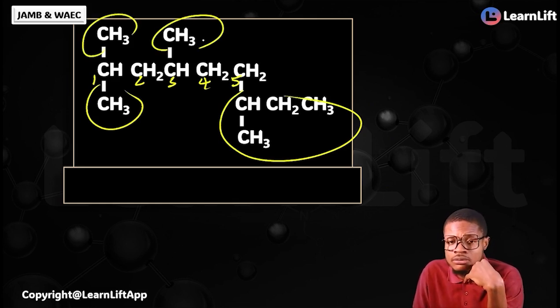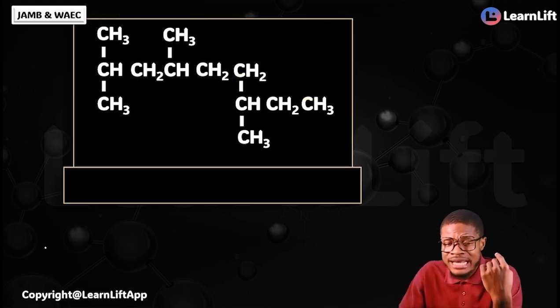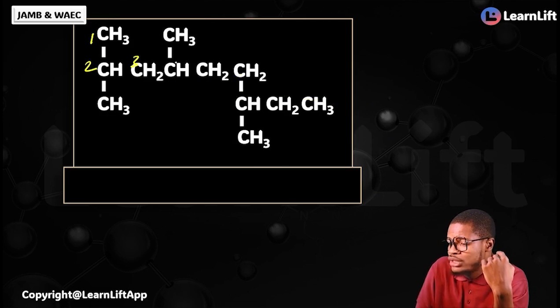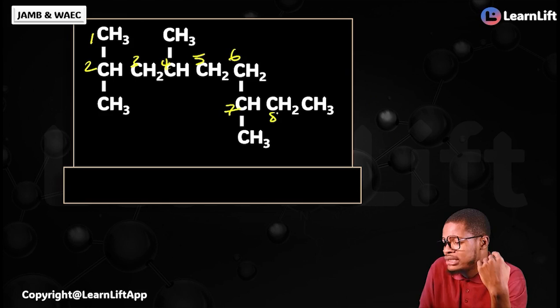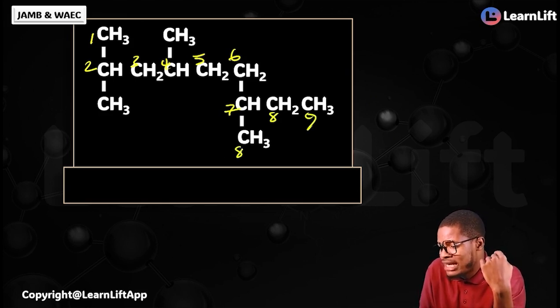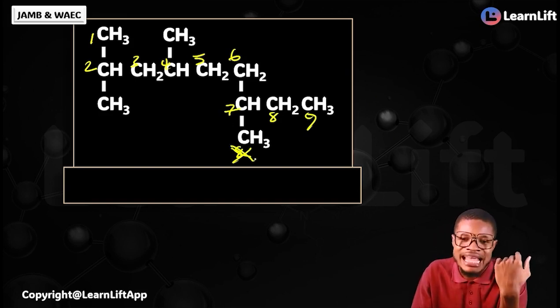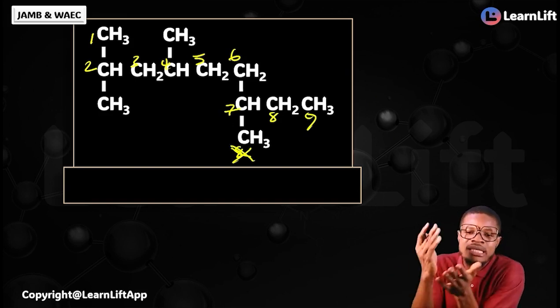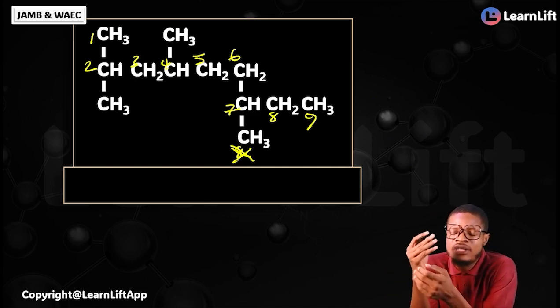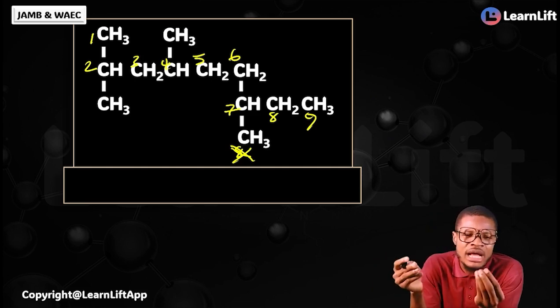Rubbish, you are wrong. How do we name it correctly? Locate the longest. Here is 1, here is 2, here is 3, here is 4, here is 5, here is 6, here is 7. In fact, here is 8, here is 9. Because if I had continued from 7 and then said here is 8, I would have missed 9. What is the longest there? The longest is the one that has 9.